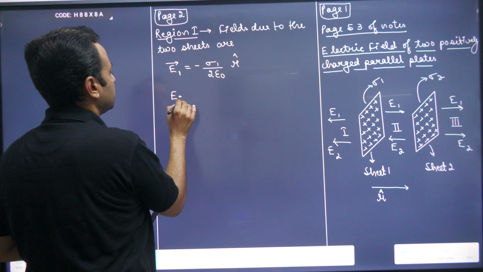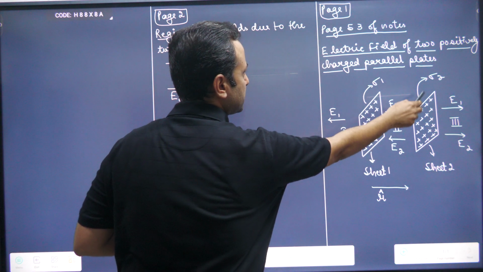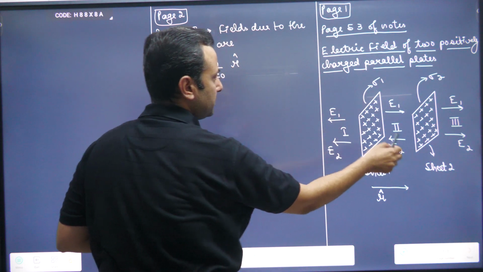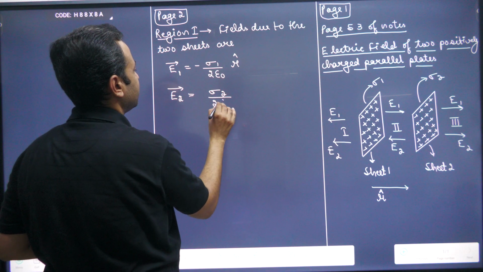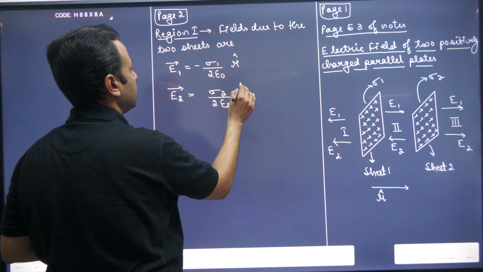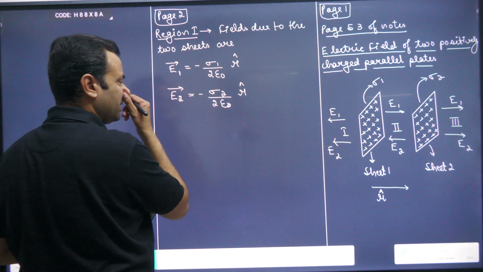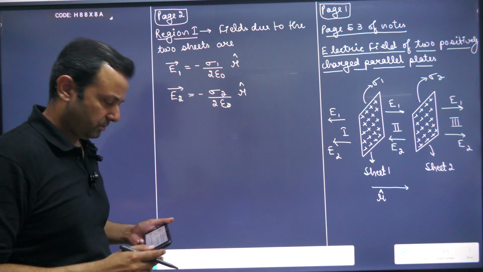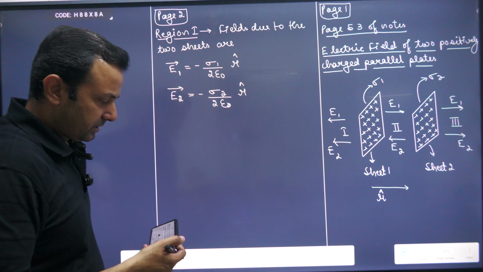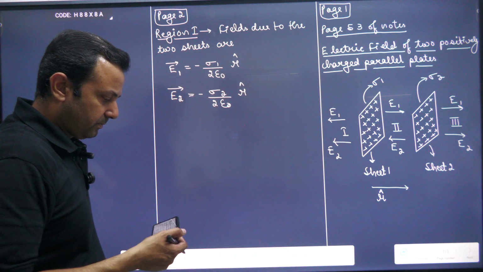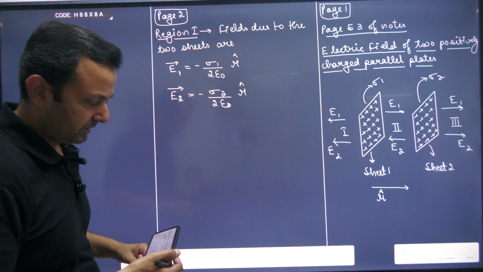In the same way, E2 vector will be sigma 2 upon 2 epsilon naught r cap, but it is also pointing in the left direction, so it is minus sigma 2 upon 2 epsilon naught. Is this clear to you, E1 and E2? I have mentioned in the notes also, negative sign because r cap is from left to right and the direction of E1 and E2 is from right to left.